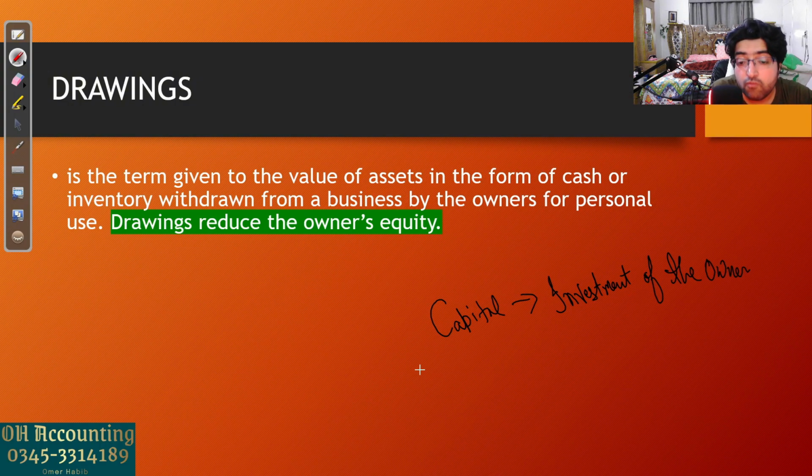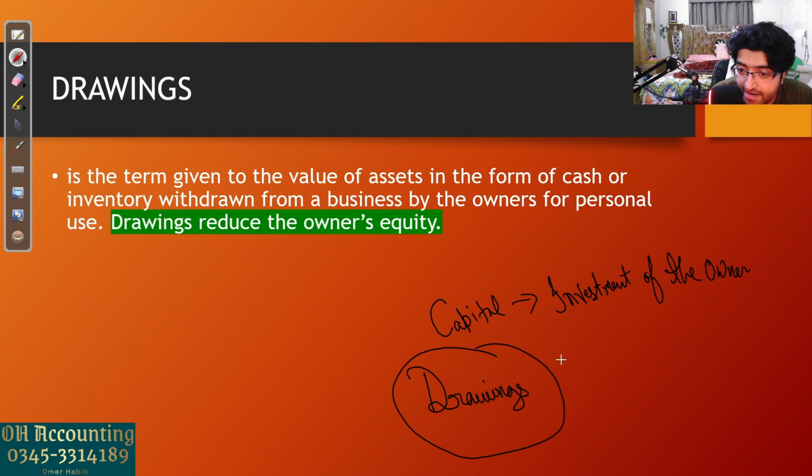What are drawings? Drawings are the goods or the money that the owner takes home from the business for personal use. If the owner withdraws something out of the business for personal use, we call it drawings, and we have to record that. You cannot simply ignore it. If the owner is taking cash home from the business, you have to record this in the books of accounting. You cannot say, okay, it belongs to the owner, so let him take it home and there's nothing to worry about. No, the business and owner are kept separate in accounting. They are both separate entities and we cannot consider them as one.